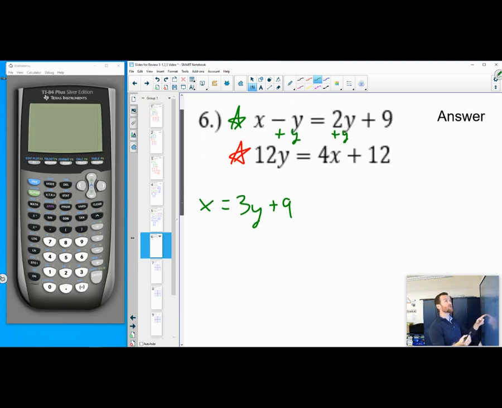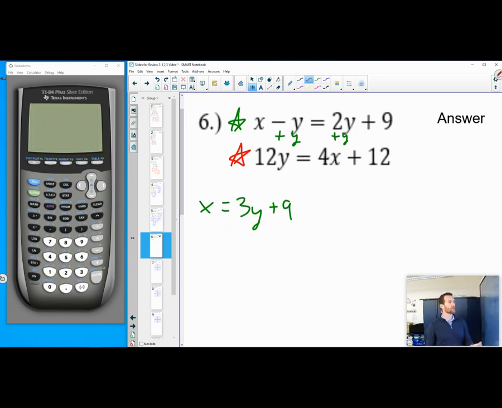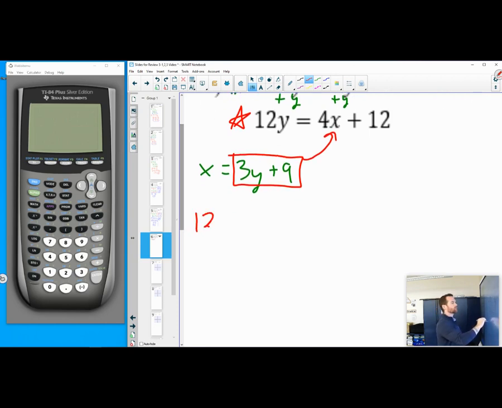And then we don't actually need to do anything with the red equation. We don't need to change it. We're just going to take what x equals, which is 3y plus 9, and plug it in for that x. So then the second equation, the red equation, will turn into 12y equals 4, parentheses, what x equals, which is 3y plus 9, plus 12.